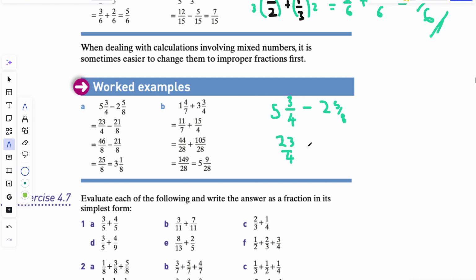Now let's change the other one to an improper fraction. 8 times 2, 16 plus 5. 16 plus 5 is 21, right? So we get 21 over 8.